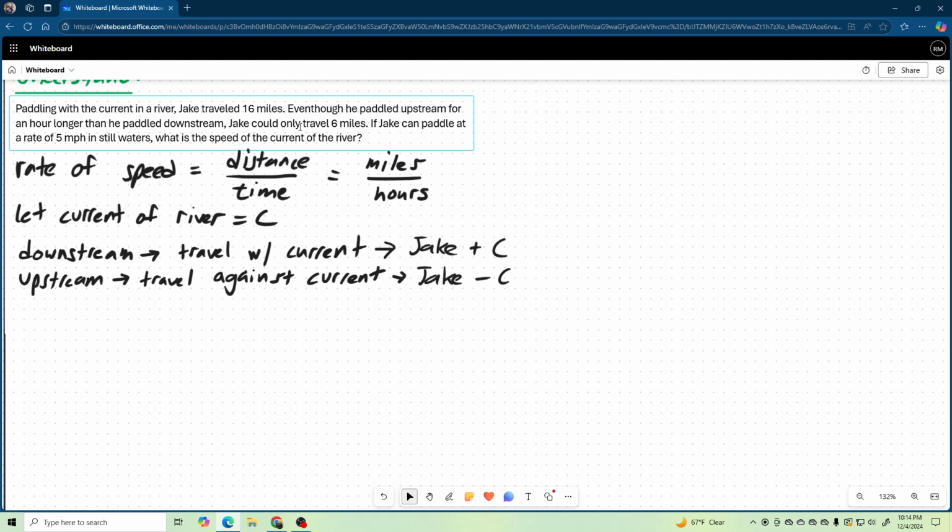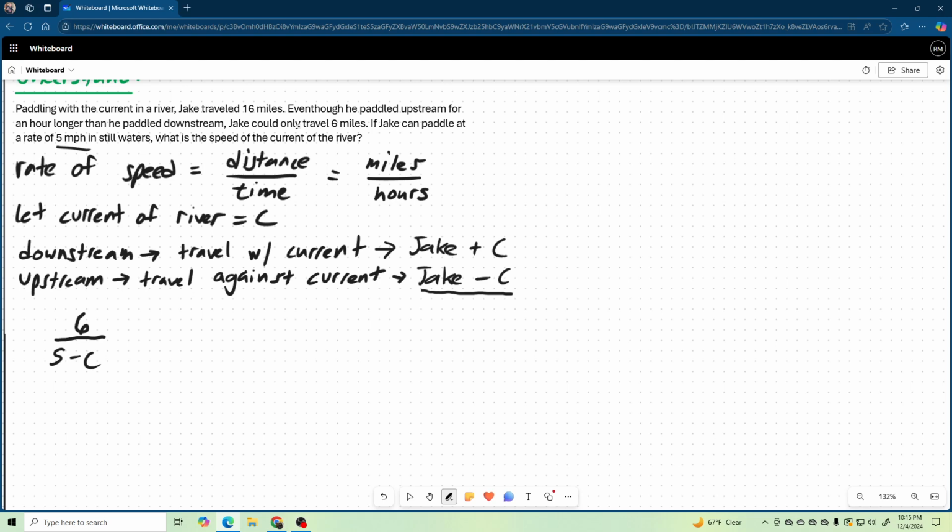So basically what this means is that on this side, what's the distance? We traveled 6 miles over, well, what's our time? Here we're actually trying to find the rate, right? So our rate is going to be Jake's rate minus the rate of the river, which is the thing we don't know. So if we know that Jake's rate is 5 miles per hour, then we can put 5 minus c.